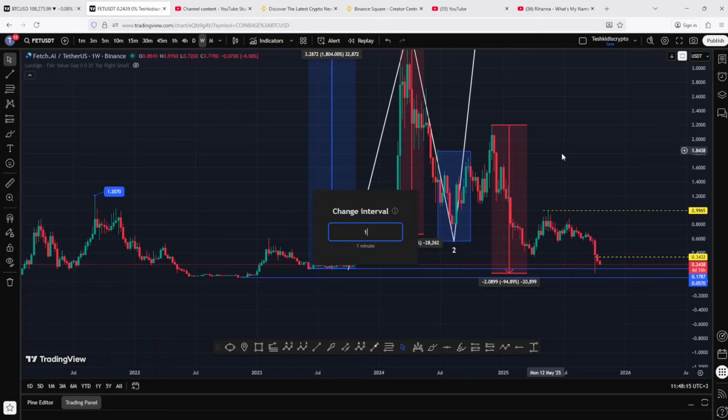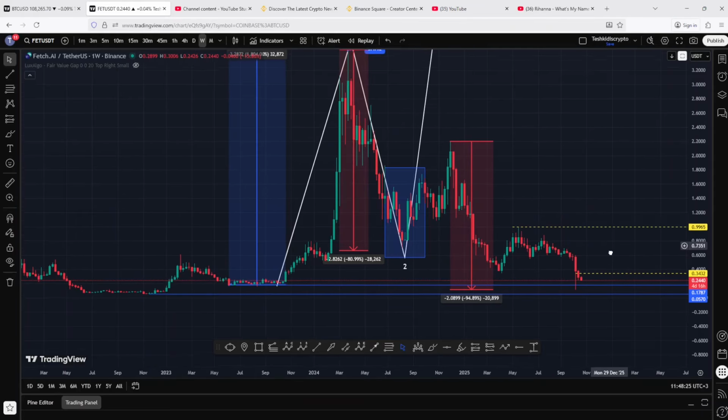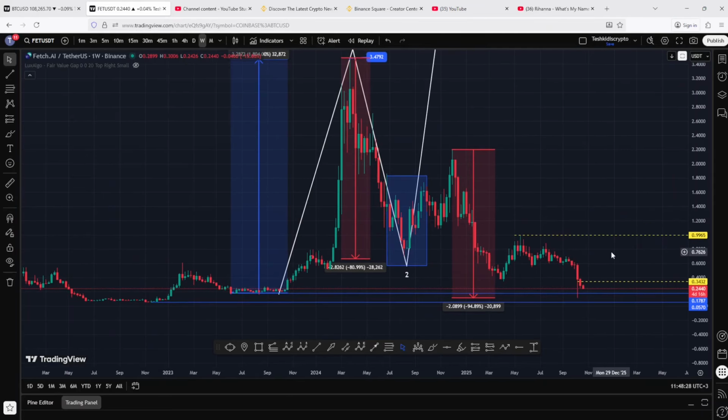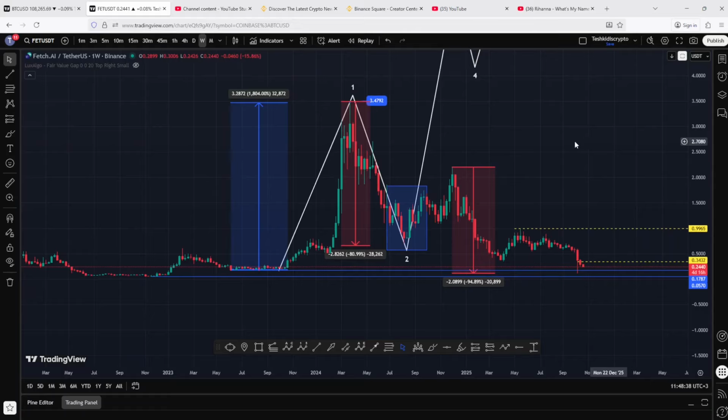Fetch AI at the time of this recording continues to see further breakdown moves, and on today's update video I will be discussing the key areas of supports that we need to continue holding above, the key areas of resistances that we need to see a break above for us to confirm a bullish reversal on the charts. So make sure that you stick around till the end of the video.